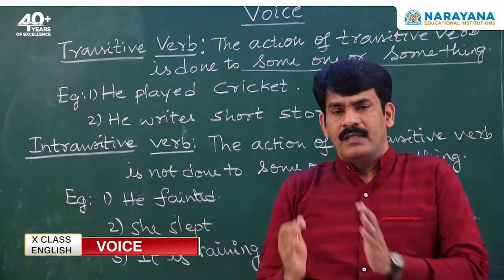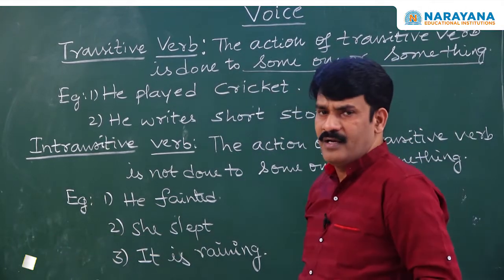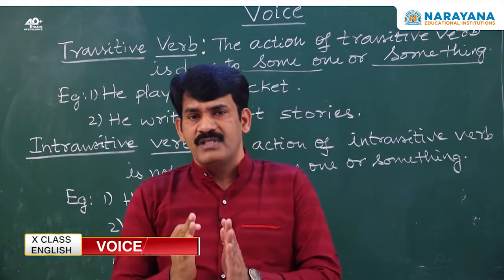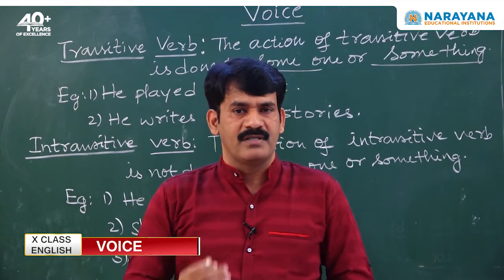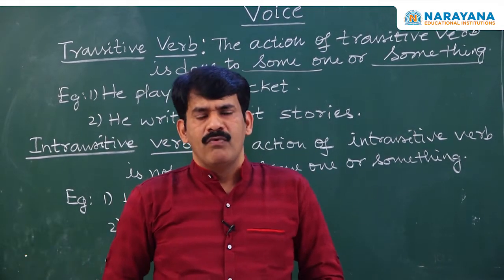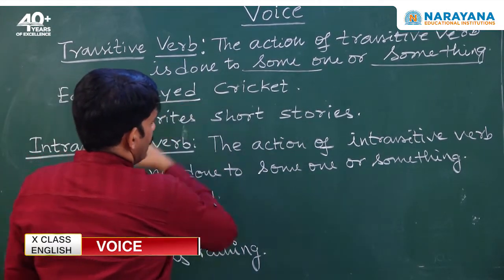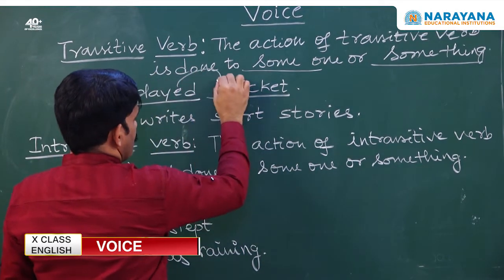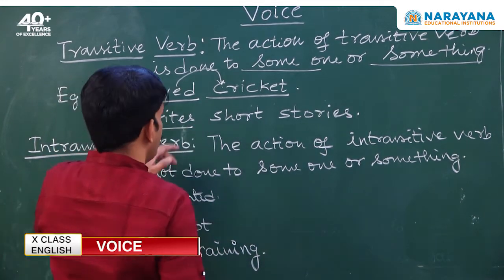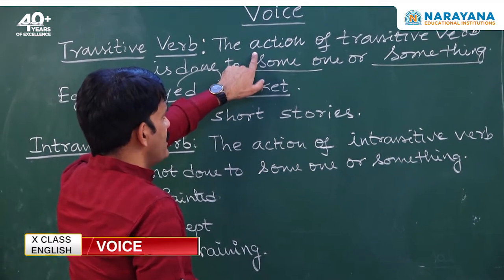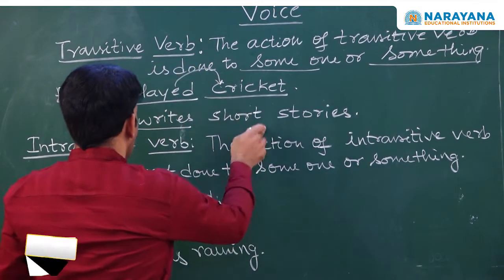Remember, the action of a transitive verb is done to someone or something, which means an object is required to receive the result of an action done by the subject. That is a transitive verb. Moving on to an example. The first example, he played cricket. He played what? Cricket. Now the second sentence, he writes short stories. As we can easily see, the action of a transitive verb is done to someone or something in these two examples.